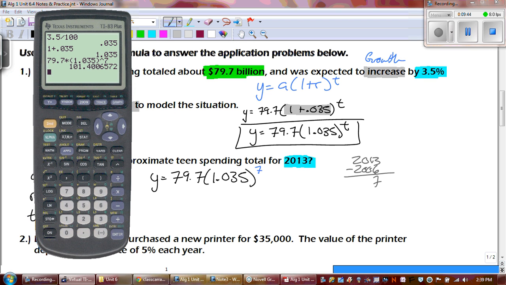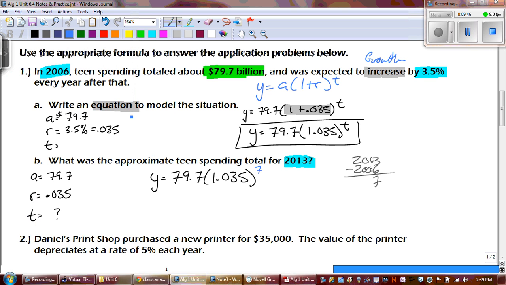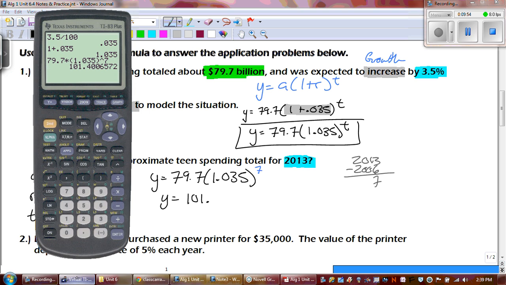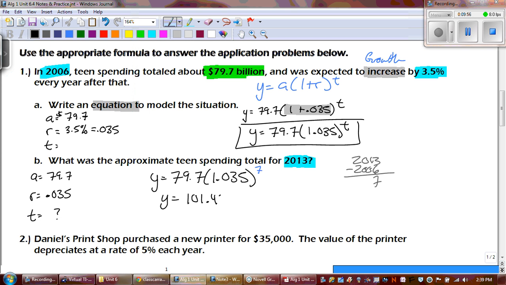Now, when we're rounding, I'm sorry, that was 101.400. When we're talking about money, we want 2 decimal places. But we need to round in some of these situations. If you've heard 5 or more, raise the score. 4 or less, let it rest. In this situation, it's a 0.